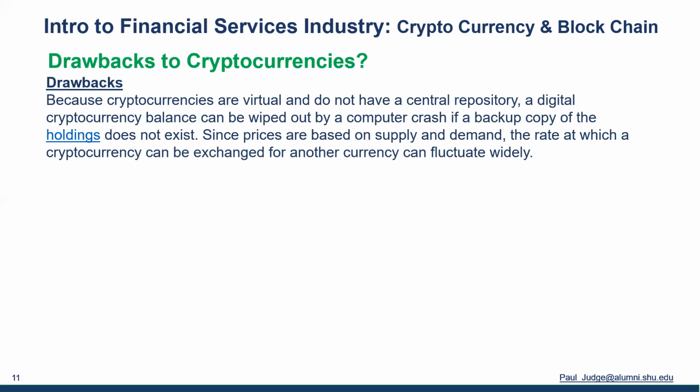So this was the old joke people said: somebody 10 years ago, let's say when cryptocurrency first came out, might have had some Bitcoin on their computer in their college dorm. And if the computer got wiped out, they lost that cryptocurrency. They lost that value. Right? Since prices are based on supply and demand, the rate at which a cryptocurrency can be exchanged for another currency fluctuates widely. That's a drawback.